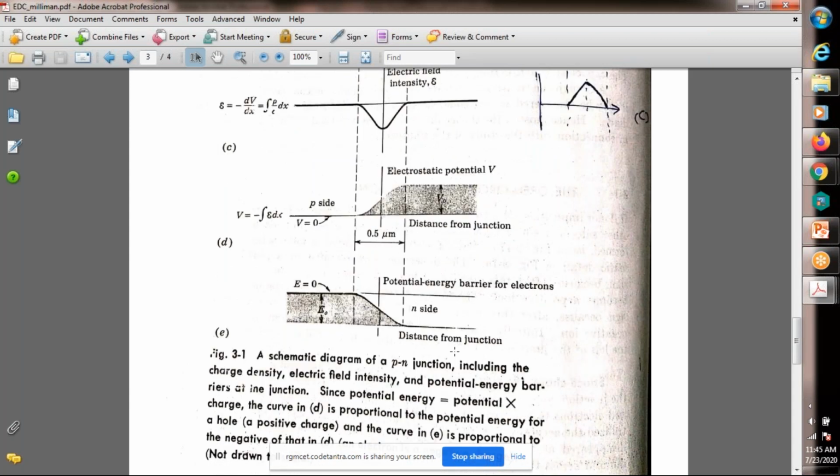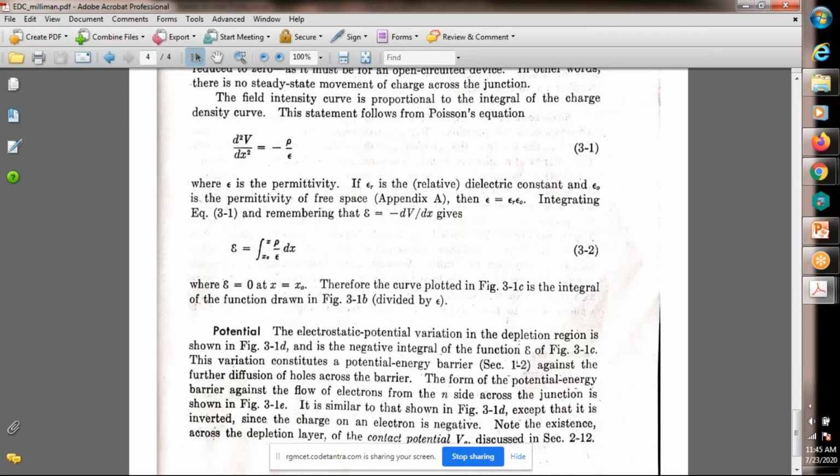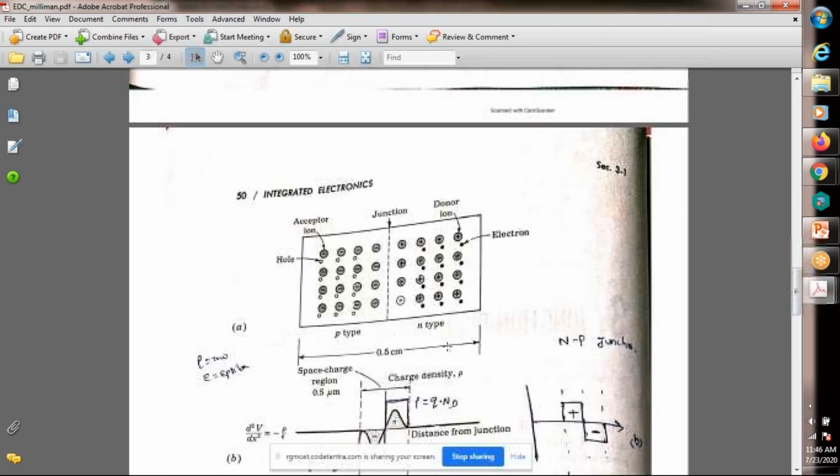Net current is equal to 0. Okay, this is about the open circuited PN junction, right? This is from Millman, Integrated Electronics by Millman, right?